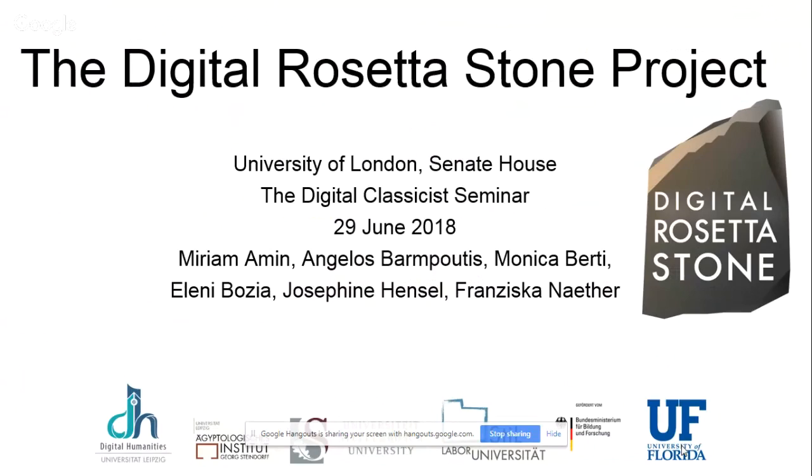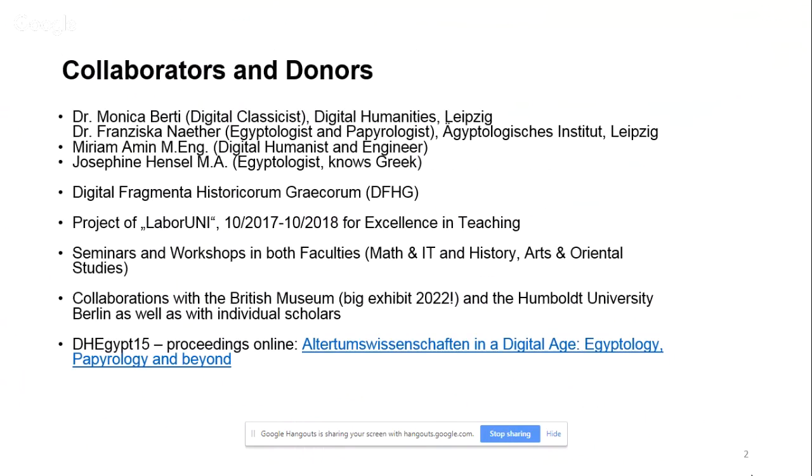Okay, so today my name is Monica Berti. I'm from Leipzig, as Simona said, and today we present the Digital Rosetta Stone project, which is the result of a collaboration between the Abteilung Digital Humanities and the Egyptologisches Institute of the University of Leipzig for working with the Rosetta Stone in a digital environment. This project is supported by Labor Uni, which is a project of the University of Leipzig for excellence in teaching, and is funded by the German Bundesministerium für Bildung und Forschung.